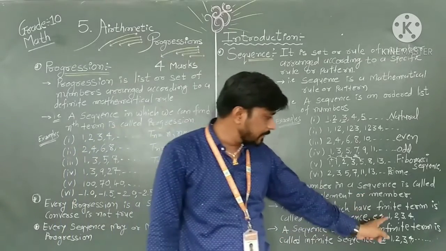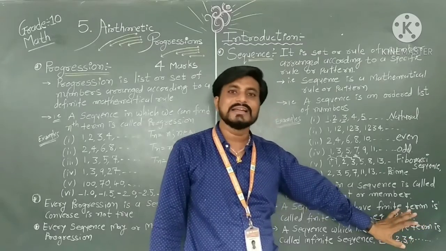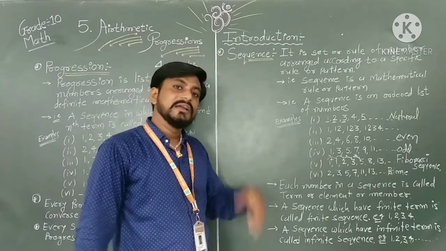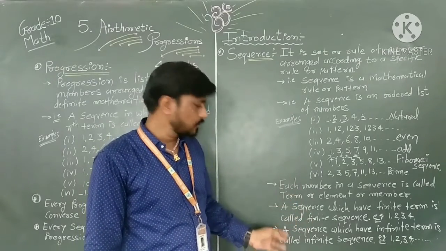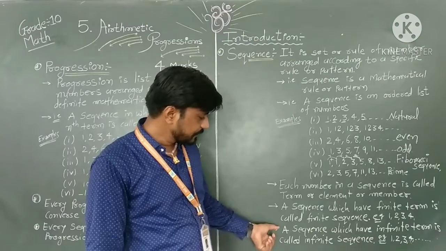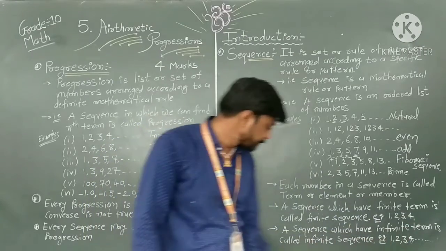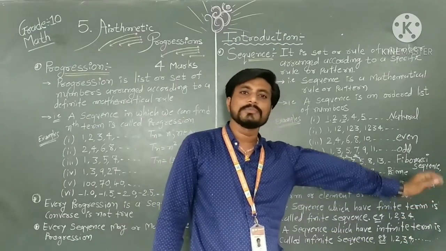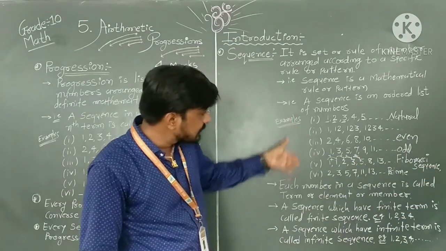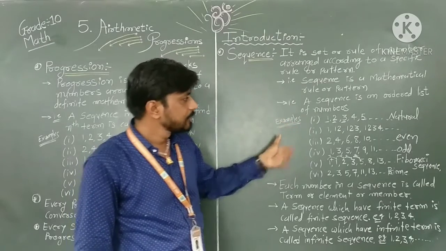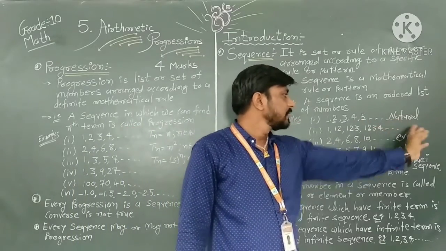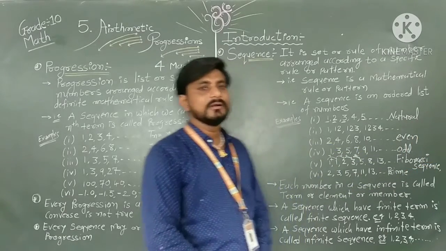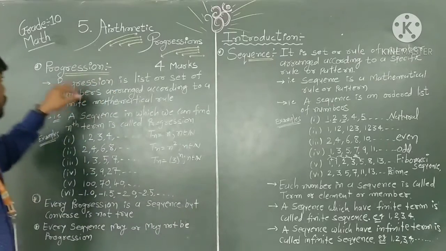A sequence which has finite terms is called a finite sequence. Look here, I take the example 1, 2, 3, 4, stop. That's it. It's finite, because if it is a countable number, then it is said to be finite. Similarly, a sequence which has infinite terms is called an infinite sequence. Suppose 1, 2, 3, 4 and so on. Here I take infinite sequence examples, because in all of them there are so many terms. Okay, got it everyone? Now move ahead.